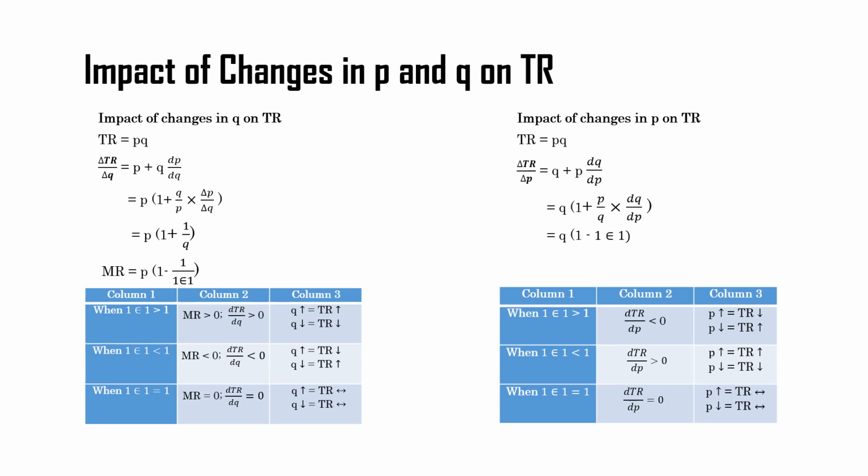And in the last, we can see when epsilon is equal to 1, dTR by dP is equal to 0. This means whether P increases or decreases, TR will remain constant.